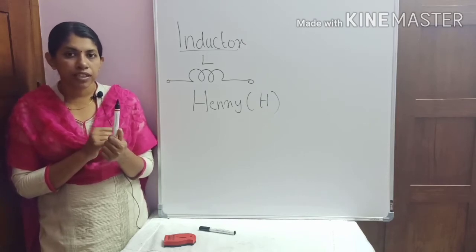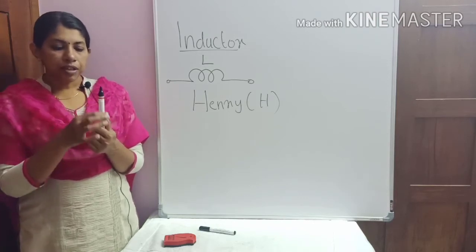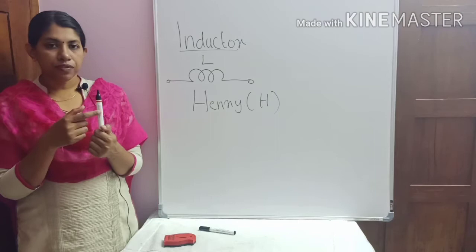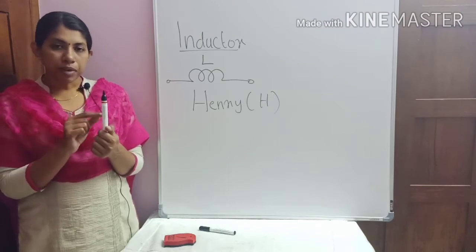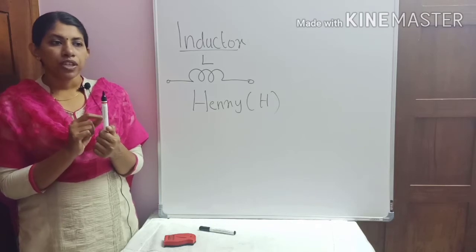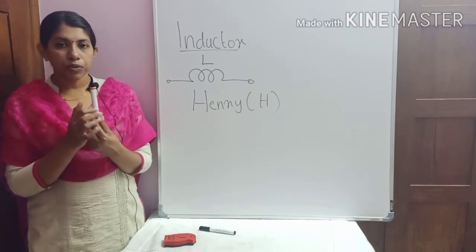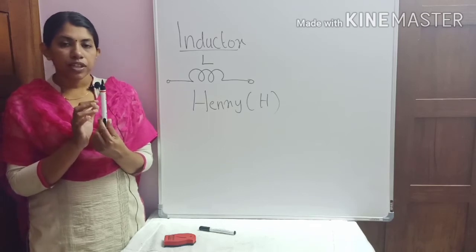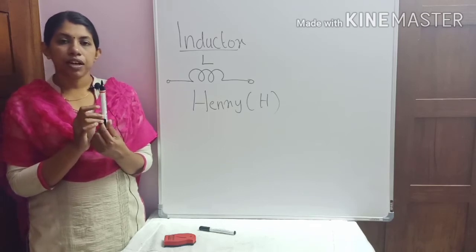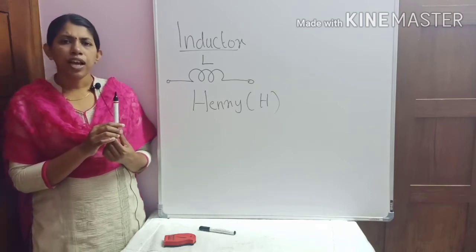We have already studied this, so I am not going into depth. When current is passing through a conductor, it will produce a magnetic field surrounding the conductor. This magnetic field is represented by magnetic lines of force.